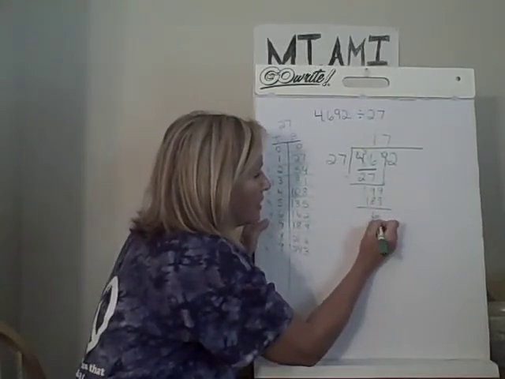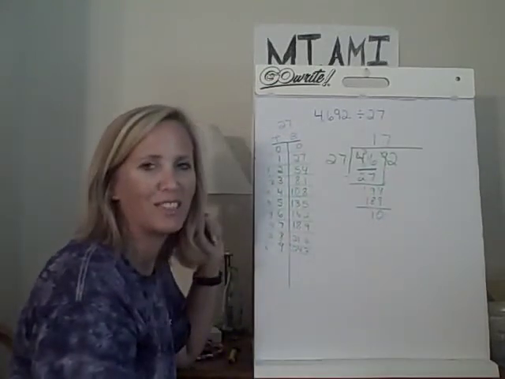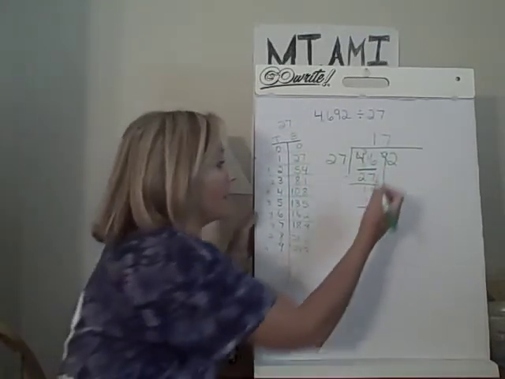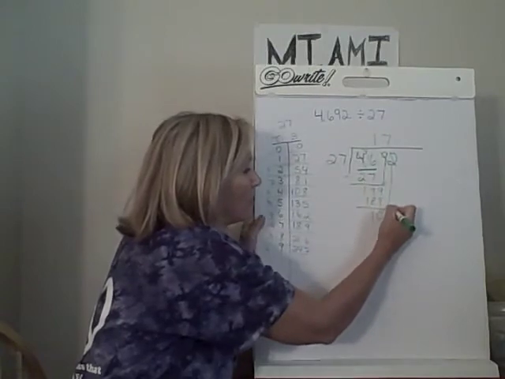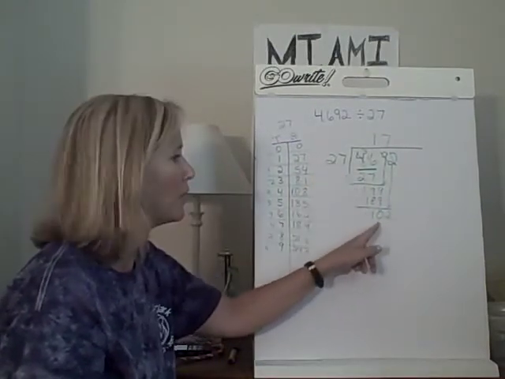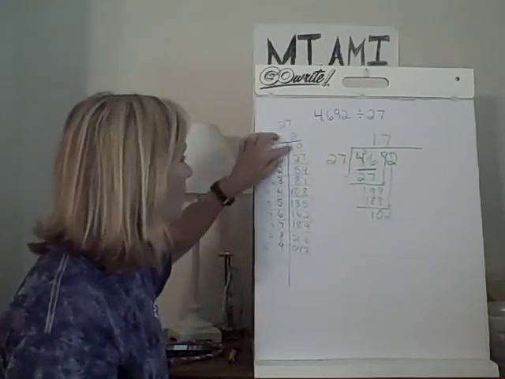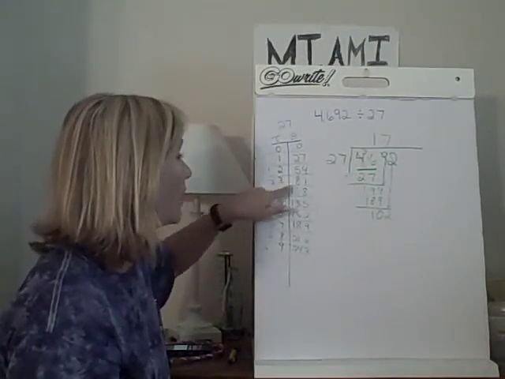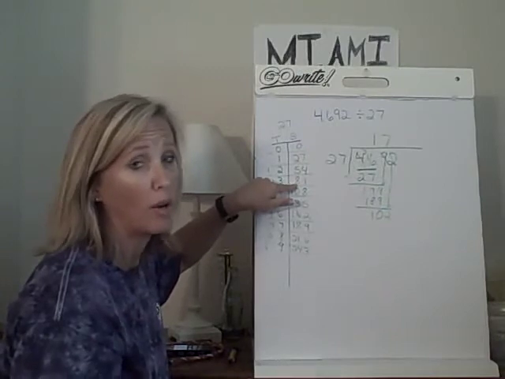I'm going to subtract to get 10. That was an easy subtraction problem. Then last number I got to carry down is my 2. All right, so I got to think, will 27 go into 102? Yes, it will. How many times? 3 times. 81 is my closest number without going over.